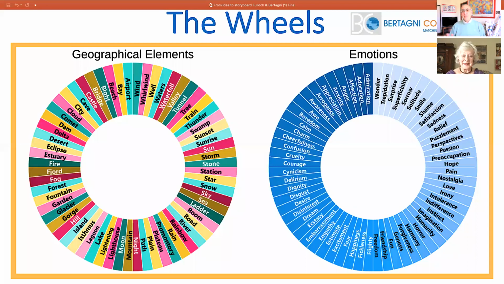So it's very easy to map emotionally anything. You will have these two wheels. The first one on my left is about geographical elements. So you will find geographical elements and also atmospherical phenomenon. And on the other side, you have emotions and feelings. They are not exhaustive, of course. So feel free when mapping your idea to use other kind of emotions that are not included in this 64 or other geographical elements that are not in this wheel. So you just, as I said, will need to match one element of the wheel with one element of the other wheel. And that's it.